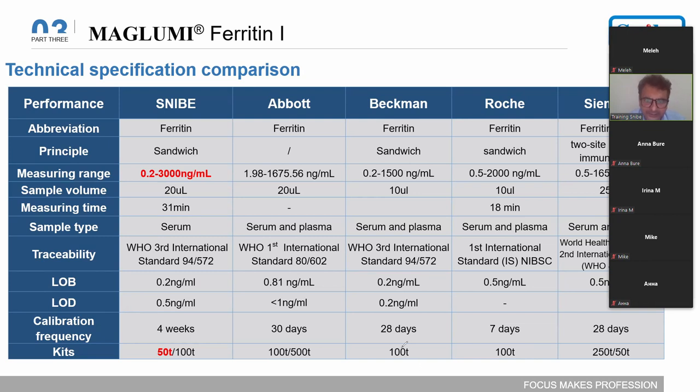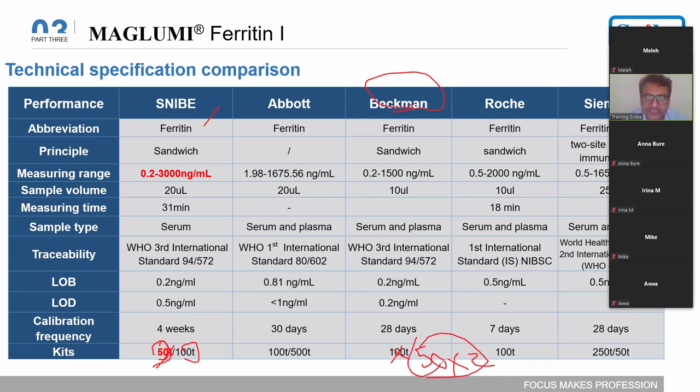So here, this is 100 test means 50 into 2. This is the pack size for the Beckman, right? So if the Beckman pack size is 50 into 2, it means if the 50 test kit is 100 rubles, the two kits' price is 200 rubles, right? So in our case, if the 100 test pack size is 100 rubles, the 50 pack size is 50 rubles. So the investment is low in the Snibe case as compared to Beckman.